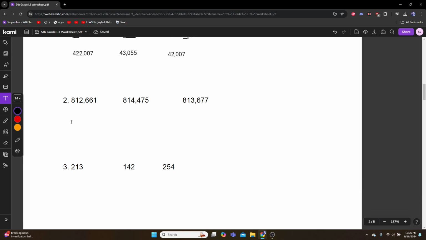We'll do the same thing for number 2, where we look at all the places. They're all in the hundred thousands. So we can see now that 888, 111, and then we can see they're all different here. 2, 4, and 3. So if we put them in order, 814,475 is the largest, 813,677, then 812,661.